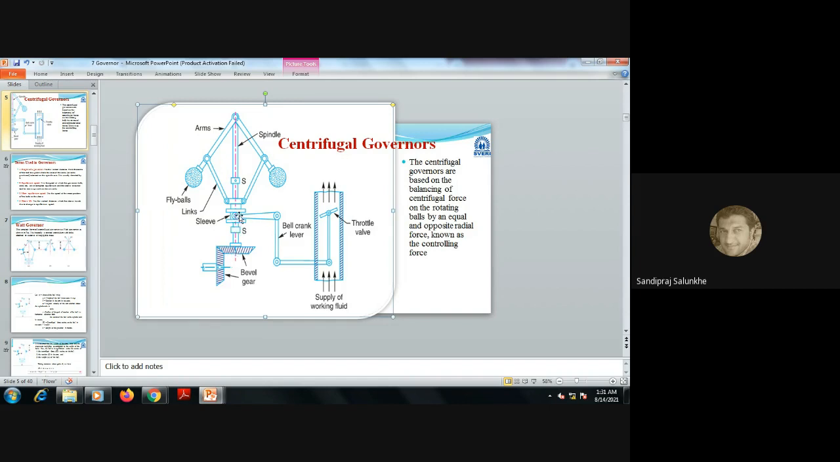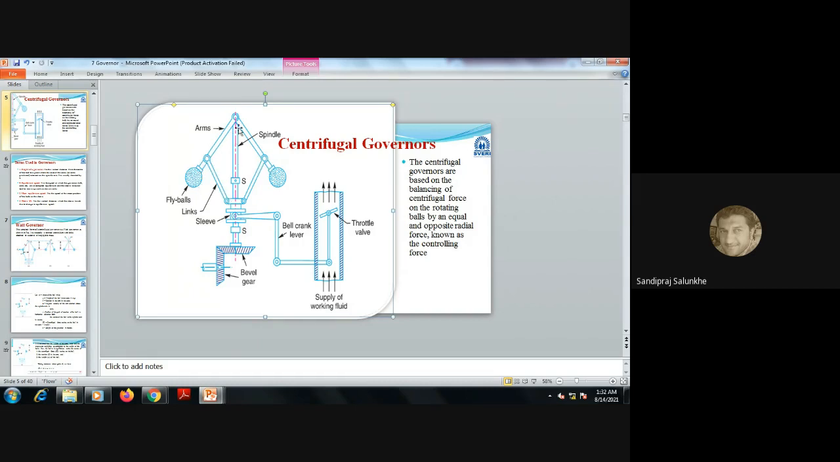ओके, या स्लीवची जी मोशन आहे अप अँड डाऊन, दॅट इज कम्युनिकेटेड विथ द लिंकेजेस टू द थ्रोटल. If sleeve gets lifted, this throttle get closed, and if sleeve gets come down, this throttle get open. असं हे मेकॅनिझम इथे तयार केलंय लिंकेजेसचं कम्युनिकेशन. आता ह्या स्लीवला वर किंवा खाली ढकलायचं काम कोण करतं? तर ते करतं हे दोन फ्लायबॉल.